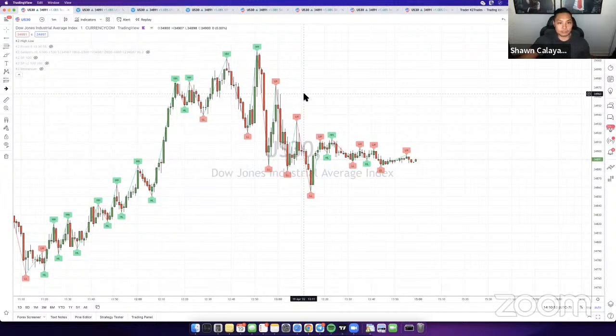Obviously, there's more complex uses for them, but for right now, I'm just going to keep it as basic as possible so that everyone can get this stuff down and there's no confusion as to what indicator does what. So that's it with that indicator right there.